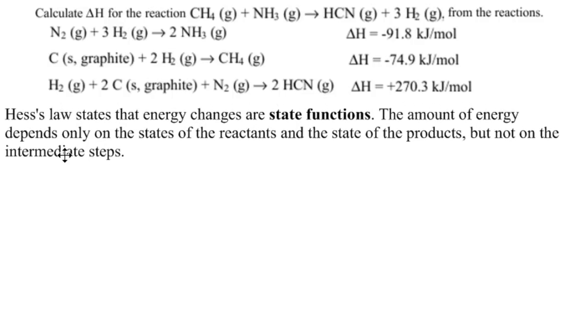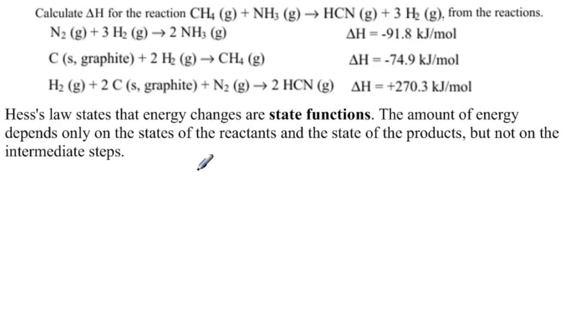Hess's law states that energy changes are state functions, so it doesn't depend on the path, doesn't depend on the intermediate steps here. The amount of energy depends only on the states of the reactant and the states of the product, but not on the intermediate steps, provided everything is at the same temperature and pressure. So we are assuming that these four reactions satisfy Hess's law. Okay, so what does that mean?